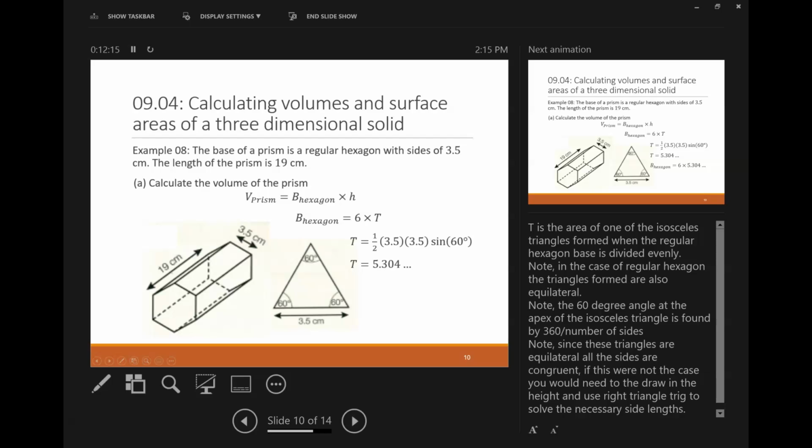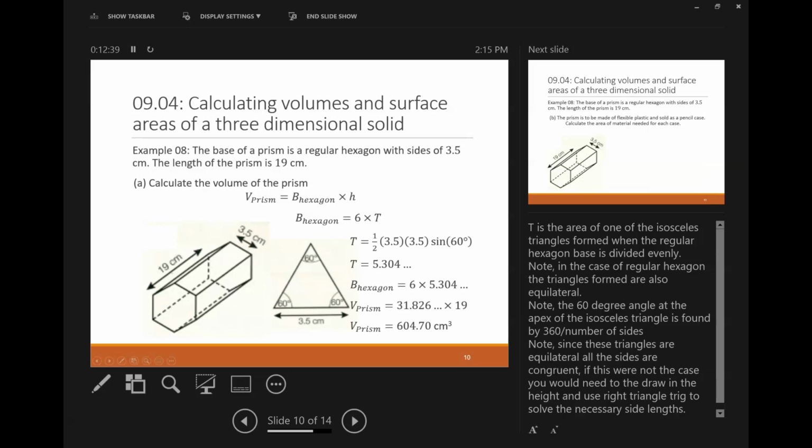So the area for one of these triangles is like 5.3-ish. So what's the area for the hexagon going to be? 6 times that. Everybody's good there? And then the volume for the prism is going to be 19 times that, giving me 604 and change. Is everybody okay there?